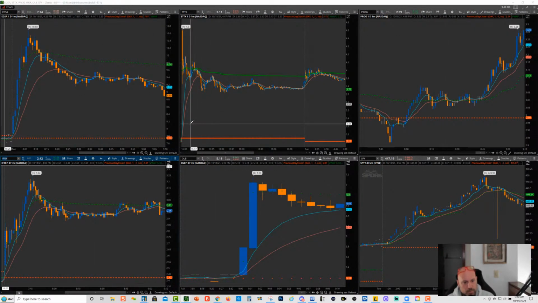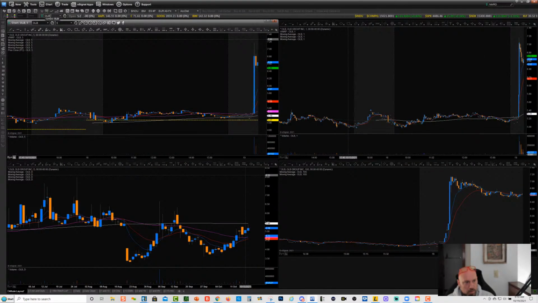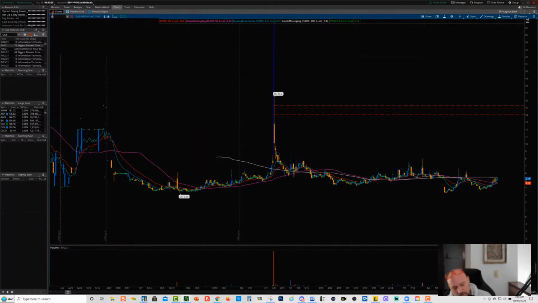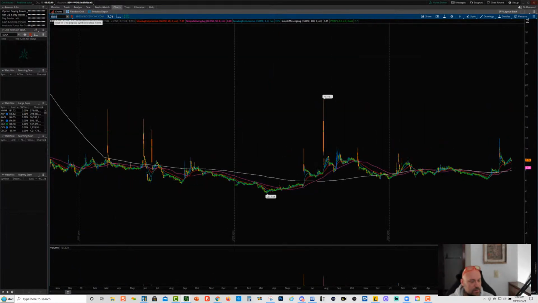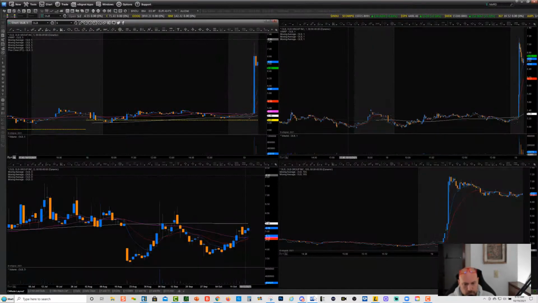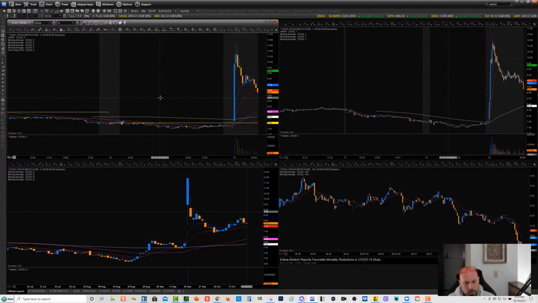So I'll pull up these symbols. EDSA. Does anybody know off the top of their head if any of these have breaking news this morning? This is kind of what we do every day before the market opens.